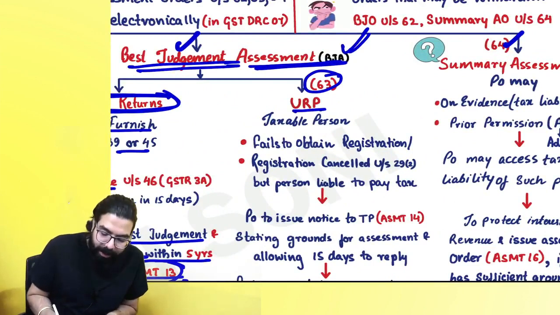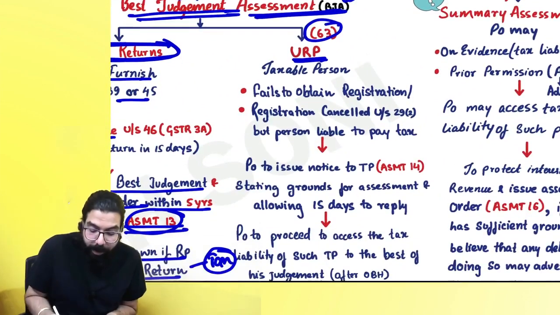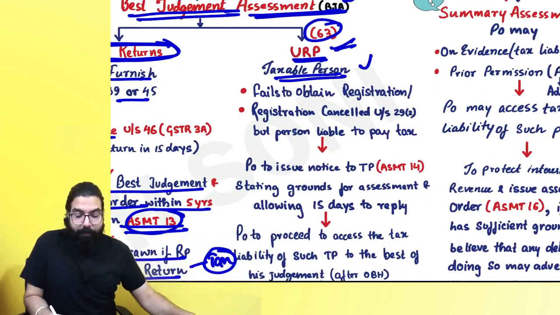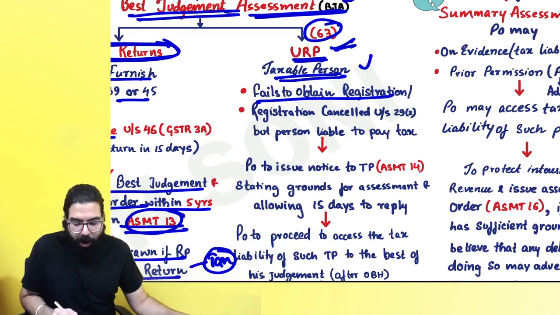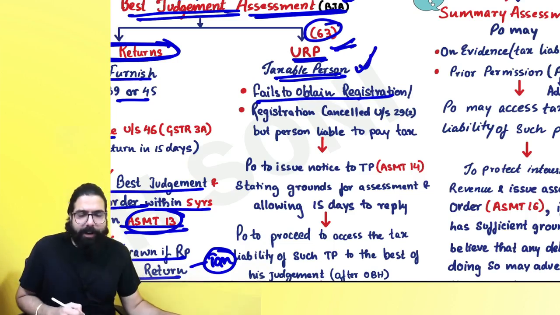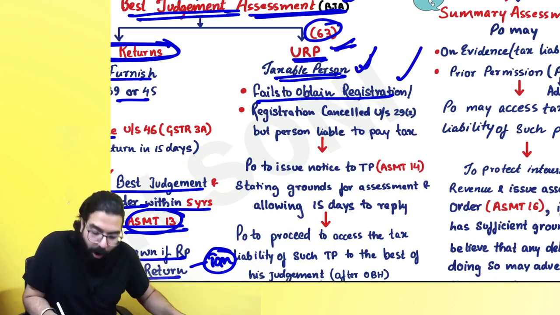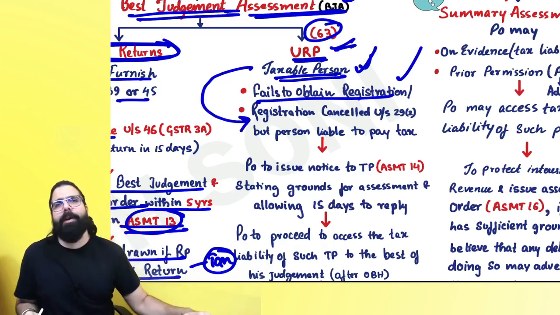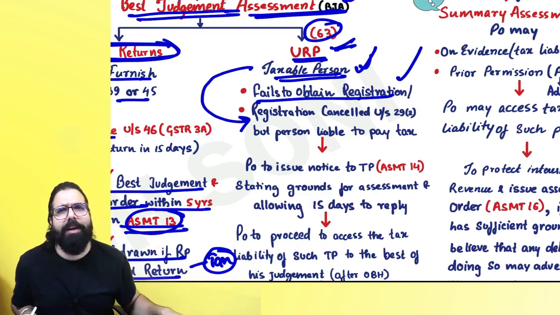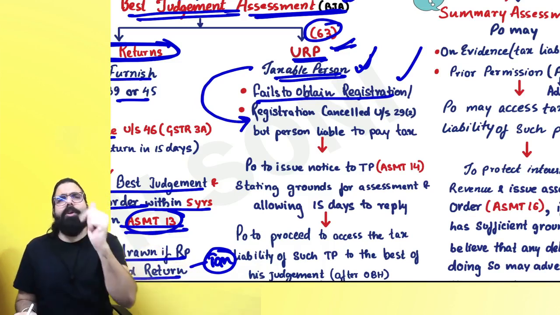Best judgment assessment of an unregistered person is done in section number 63. It means you are a taxable person liable to pay tax, but you have failed to take registration. Taxable person means one who is registered, or who is liable to be registered. Or your registration was cancelled by the proper officer, but when you are filing your final return, pay your taxes and close. Why didn't you pay your taxes?